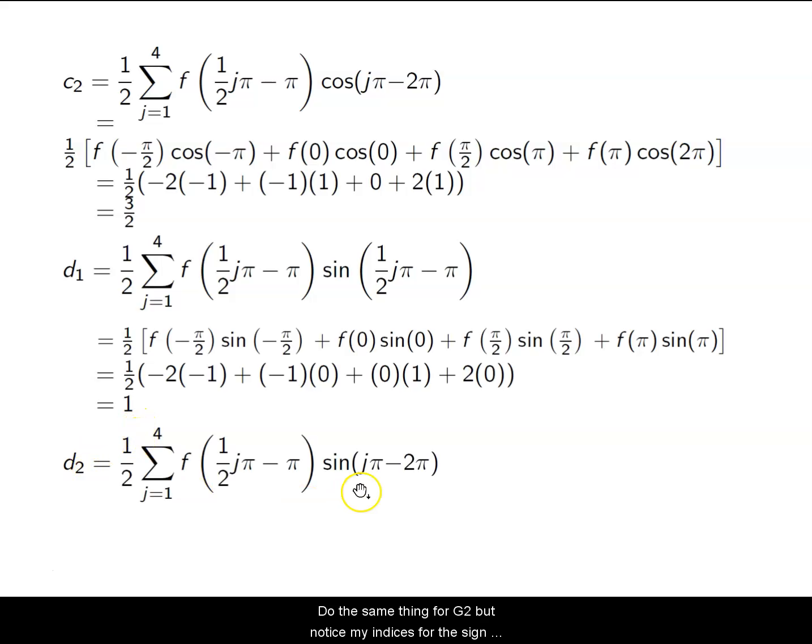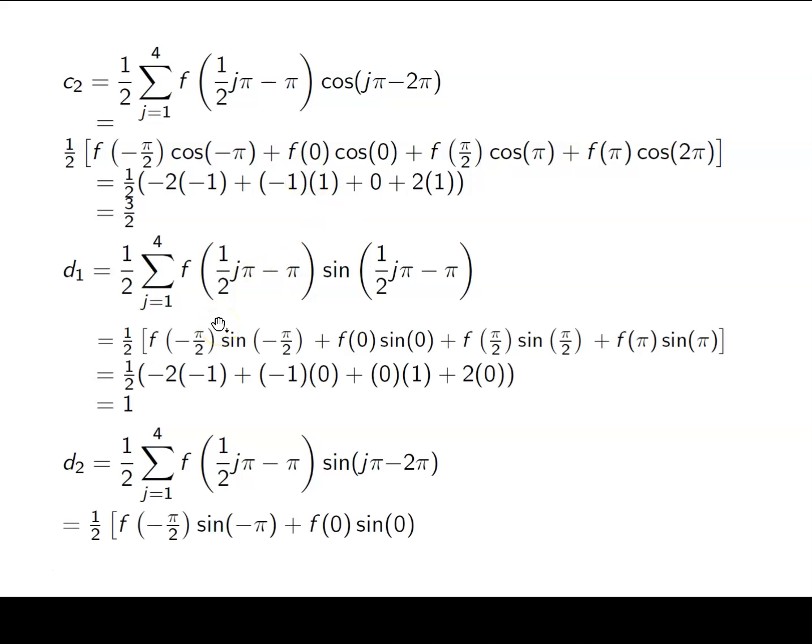I do the same thing for D2, but notice my indices for the sine here in D2 are going to match what I had here. That's nice as well, because now I can just copy the cosine and sine inputs, not the values. So this will be 1/2 f of negative pi over 2, and instead of cosine, it'll be sine of negative pi. It's going to follow this exact formula, but with sine everywhere instead of cosine. So there's a lot of symmetry between the C's and the D's. You just got to make sure you swap out your functions. You're not just copying the output values; you got to swap the functions and figure out what those are going to be.